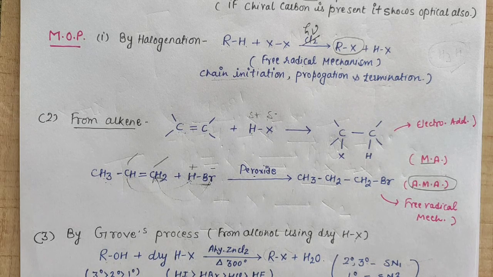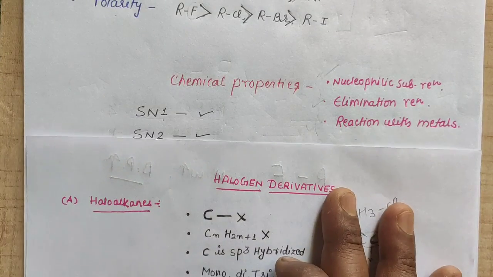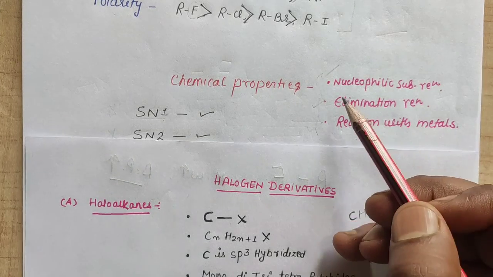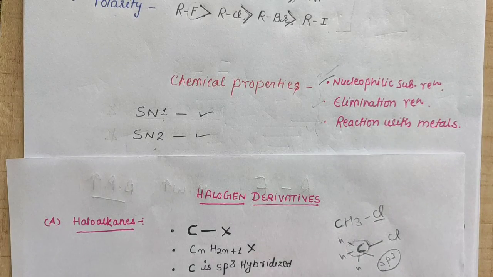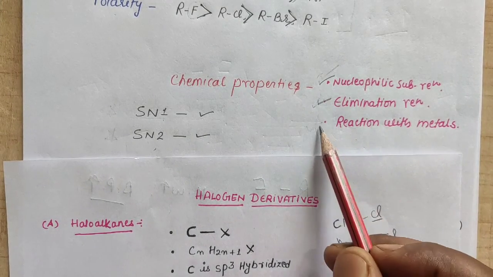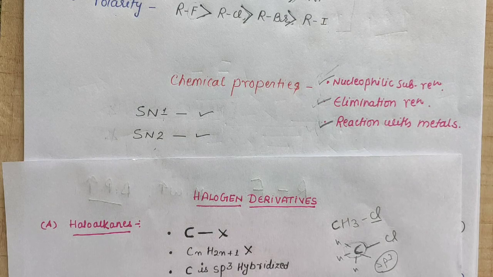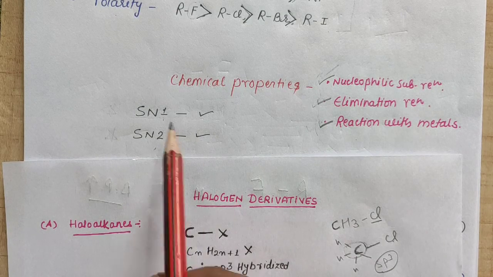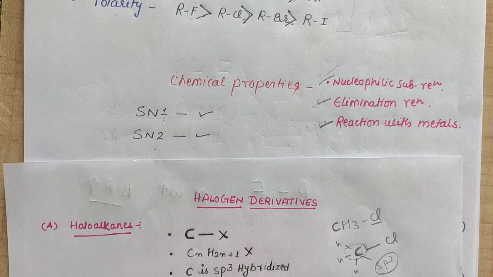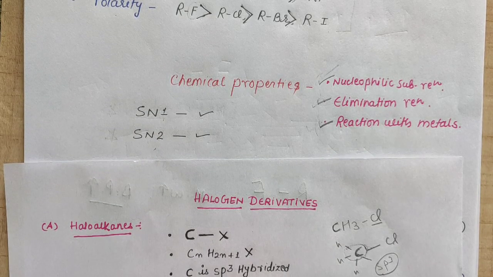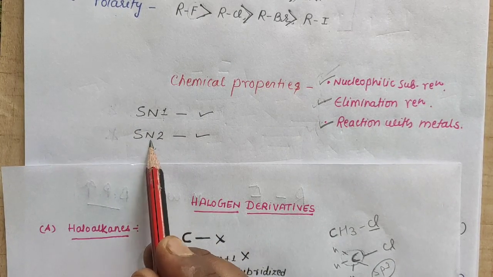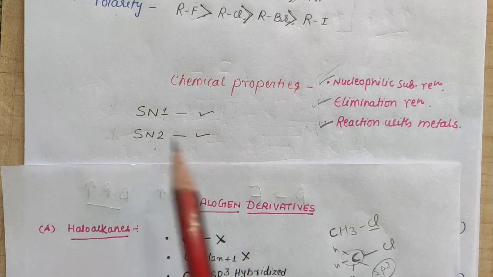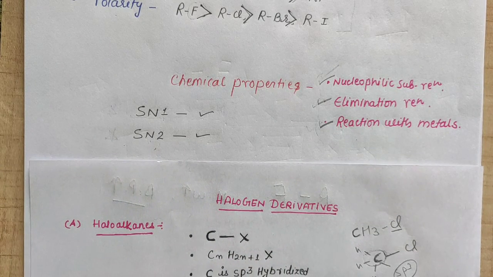So in our next video we will discuss the chemical properties. The chemical properties will come under three categories. One is the nucleophilic substitution reaction, which is very important. Number 2, elimination reaction, and number 3, reaction with metals. In our very next video we will discuss the SN1 and SN2 reaction mechanisms in a very simple method. This is nucleophilic substitution unimolecular, and this is nucleophilic substitution bimolecular. So we will understand these properties in our very next video.